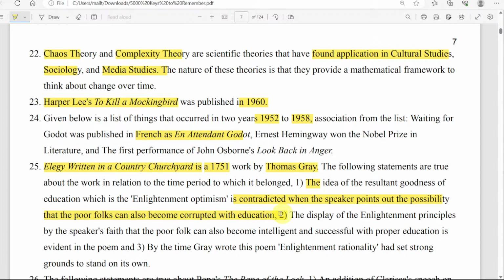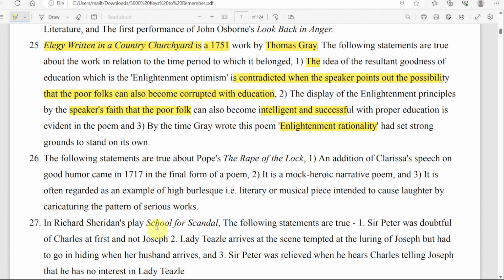And the display of enlightenment principle by the speaker's faith that the poor folk can also become intelligent, successful, and proper education is evident in the poem. And the third is, by the time Gray wrote this poem, enlightenment rationality had set strong grounds to stand on its own, right? And here again, it is a statement about Pope's The Rape of the Lock.